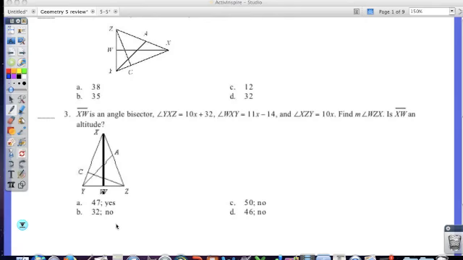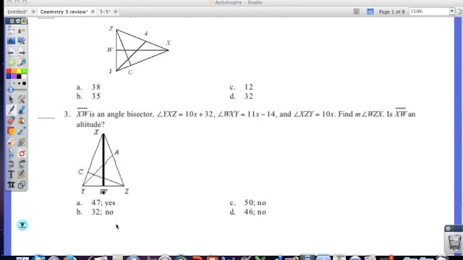Line XW is an angle bisector, and angle YXZ is equal to 10x plus 32. Angle WXY is equal to 11x minus 14, and angle XZY equals 10x. Find the measure of angle WZX. Is line XW an altitude? Okay, so what did you do first?